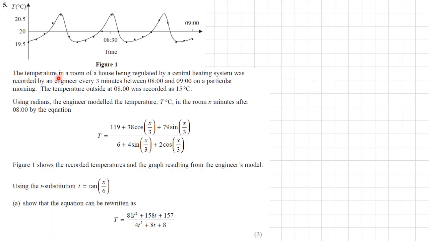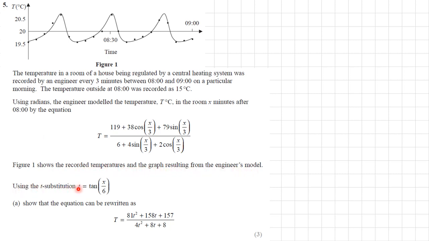Question 5. The temperature in a room of a house being regulated by a central heating system was recorded by an engineer every 3 minutes between 8 and 9 on a particular morning. The temperature outside at 8 was recorded as 15 degrees Celsius. Using radians, the engineer modelled the temperature T in the room X minutes after 8 by this equation. T is equal to 119 plus 38 cos X over 3 plus 79 sine X over 3, all over 6 plus 4 sine X over 3 plus 2 cos X over 3. Figure 1, this diagram here, shows the recorded temperatures and a graph resulting from the engineer's model.